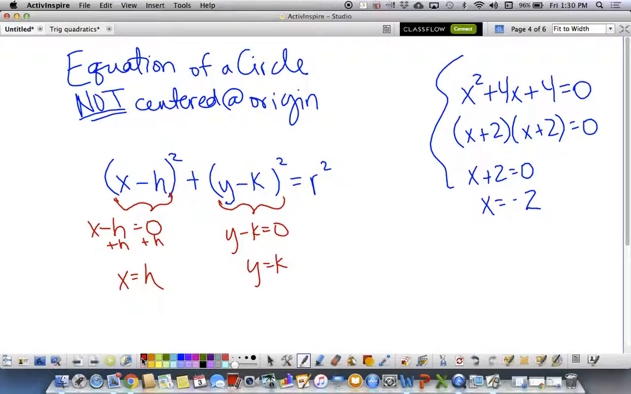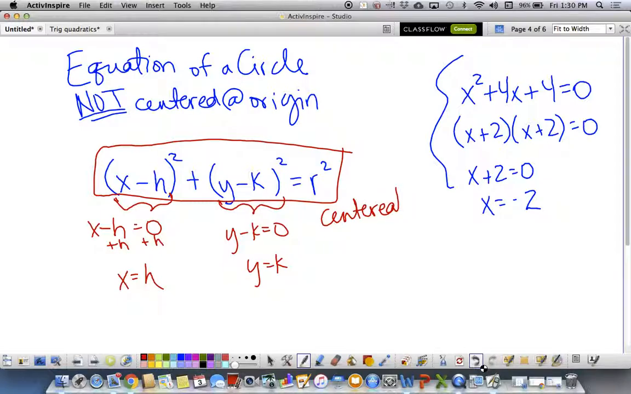So guess where you are centered at? H, k. So in this equation, you need this. If you've not written this equation down, write it down. It is centered at h, k, and it has a radius of r. Is h, k always going to be a point, or will it be in the middle sometimes? Right now it will always be a point.